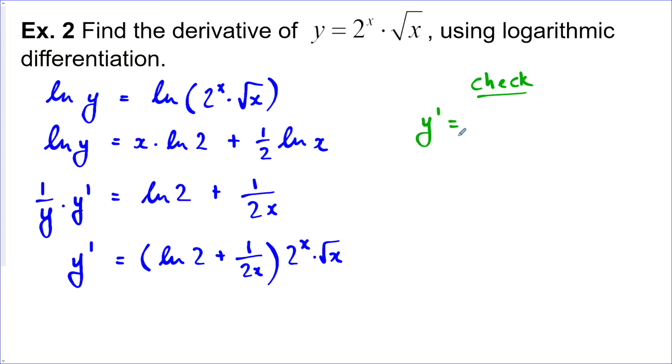So y prime is equal to, we'll just use the product rule here overall. And first the derivative of this first term, we'll need the exponent rule. So that would be 2 to the power of x times the natural log of the base times this term here, plus, leave the first term alone, 2 to the power of x. The derivative of this is 1 over 2 square root of x. And then if we actually factor out a 2 to the power of x and the square root of x, then we end up with the same thing here.